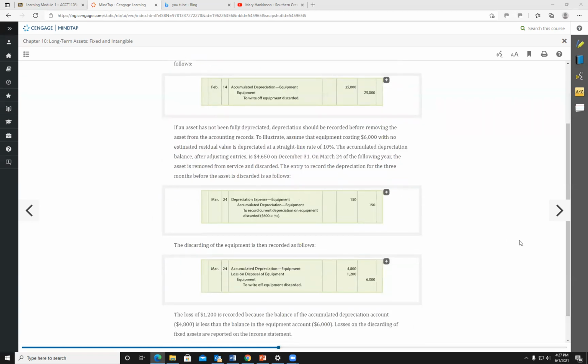So basically, you would need to take the 600 and multiply by 3/12, which is just simple math because it was only 3 out of the 12 months. And so that would be the total amount of your depreciation expense.